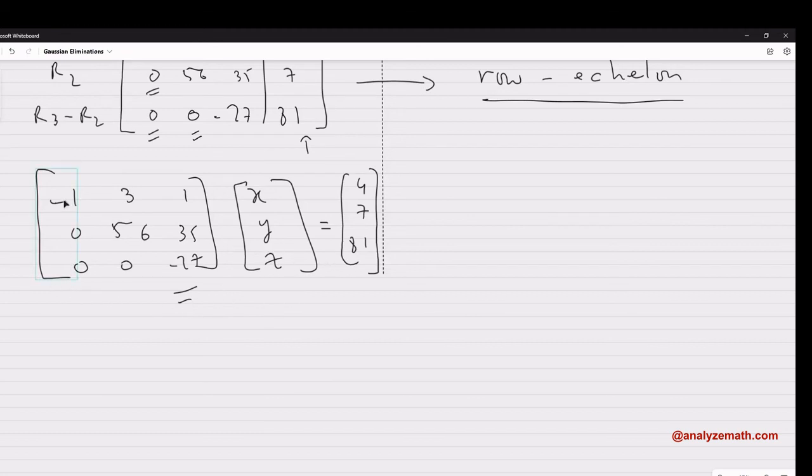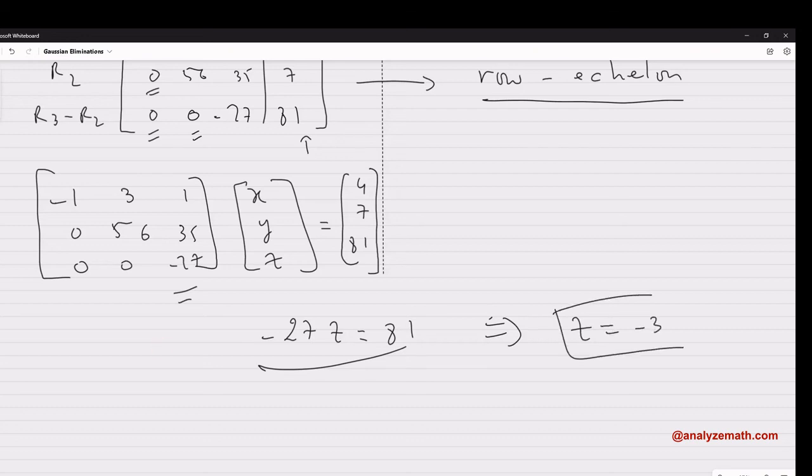Now when we look at the equations, if we multiply this row by this column, we have 0 times x, 0 times y, and negative 27 times z. So when you multiply this row by this column, you get 81. So this is an equation with one unknown, only z. So x and y have been eliminated. That's why we call it the method of elimination. Now it's very easy. You divide both sides of this equation by negative 27. That will give you z equal to negative 3. So that gives you z.